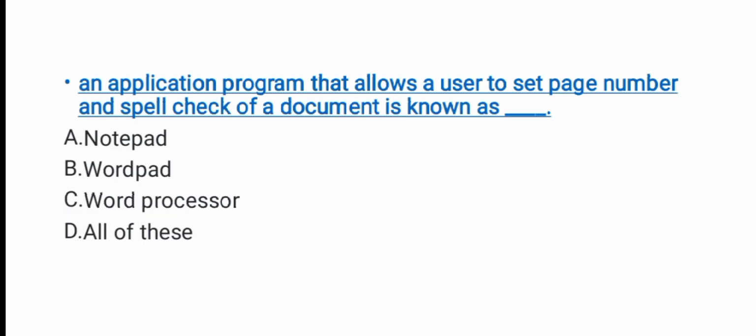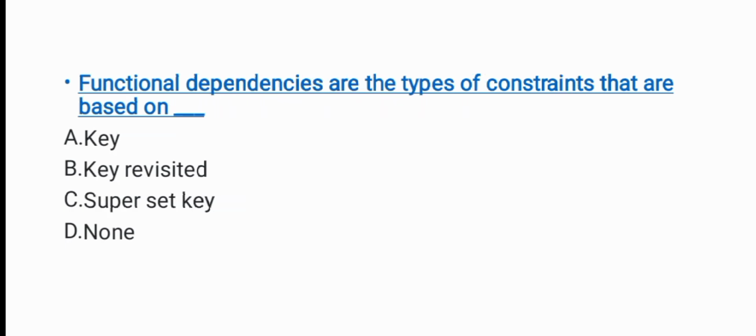An application program that allows a user to set page number and spell check of a document is known as Notepad, WordPad, word processor, all of these. The correct option is option C, word processor. Functional dependencies are the types of constraints that are based on key, key revisited, superset key, none of these. The correct option is option A, key.